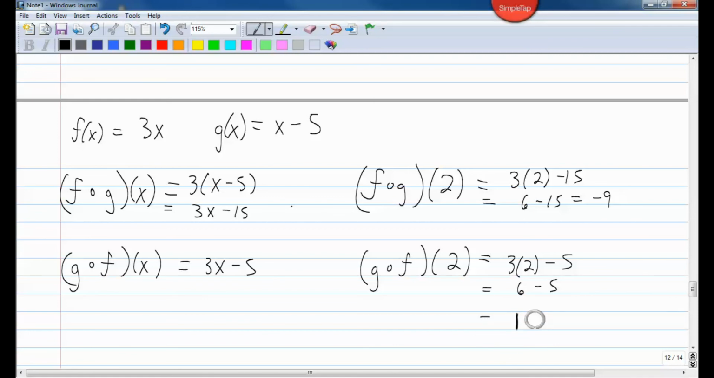Same here. g of f, if you take the 2 and plug it into the f and get the answer, and then take that answer and plug into the g, we should get the same thing. So if I plug a 2 into the f, that would be 6. Take that and plug it into the g. 6 minus 5 is 1. That is a positive 1.